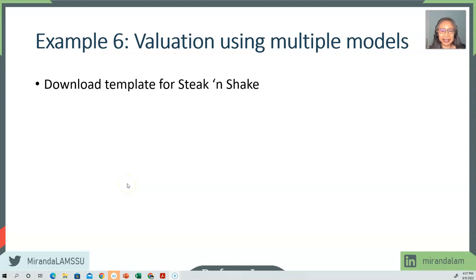Hello, welcome back. In this last video for this chapter, we're going to use an example of stick and shake. So please pause the video, download the template from Canvas, and we'll get started.